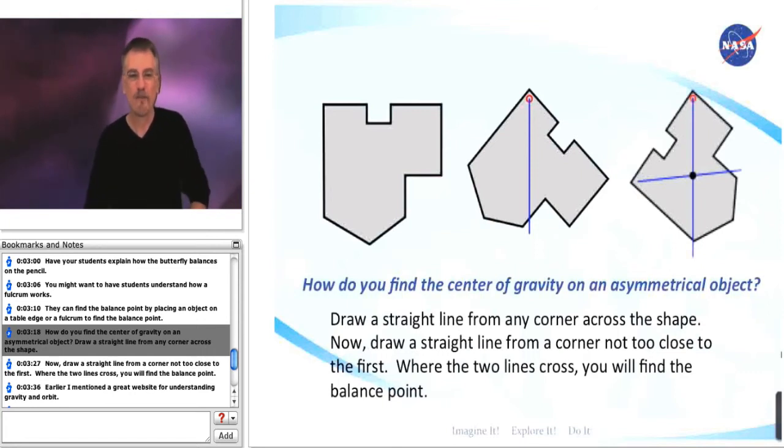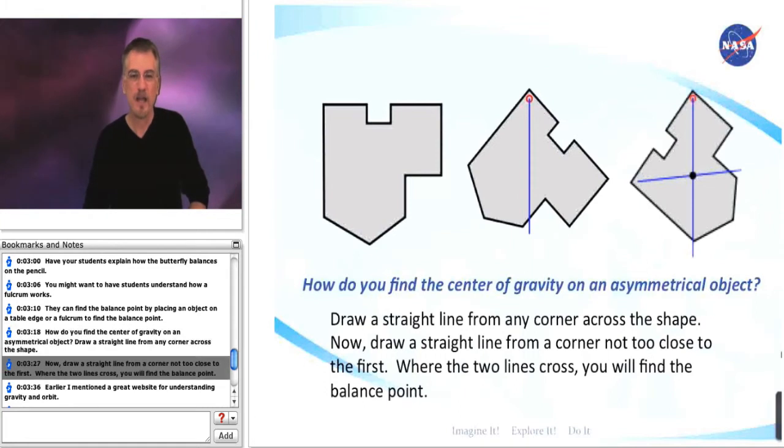How do you find the center of gravity on an asymmetrical object? Well, you draw a straight line from any corner across the shape. And now draw a straight line from a corner not too close to the first. Where the two lines cross, you will find the balance point.